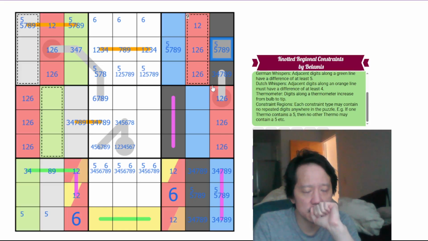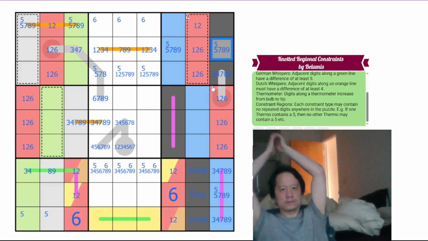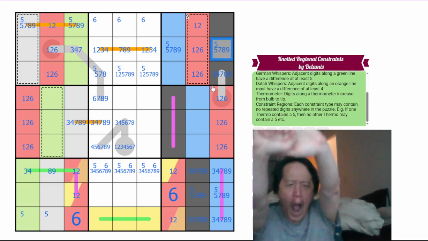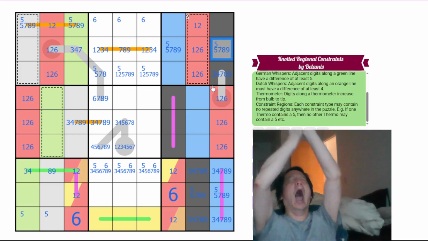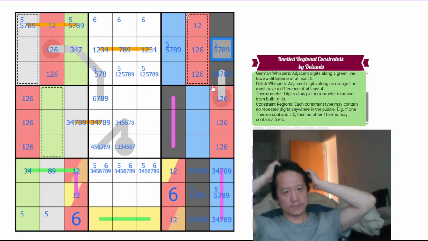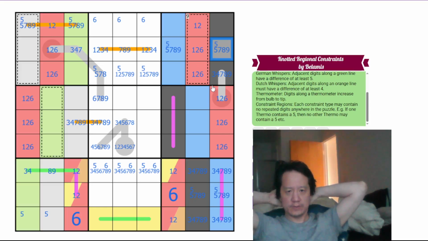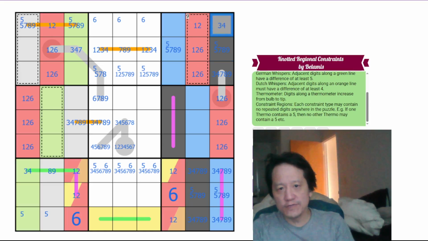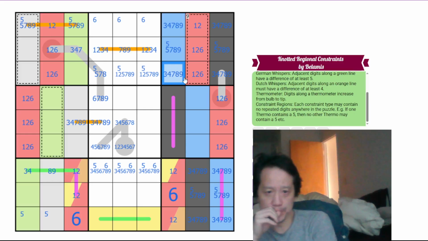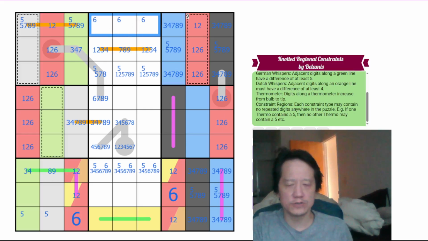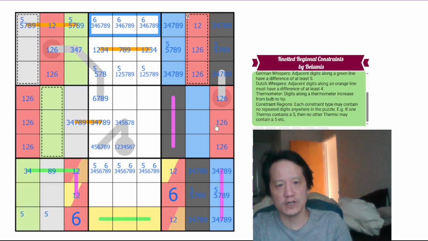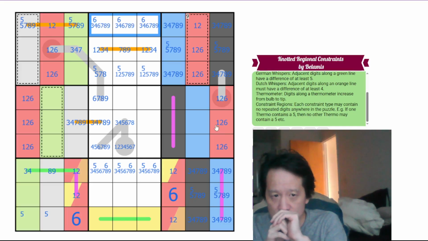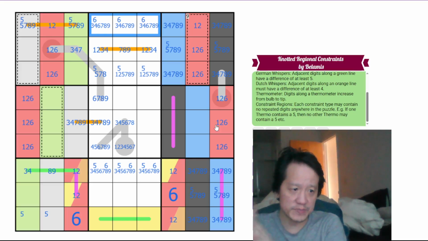Interesting. What does that mean? I'm not really sure. This is 3, 4, 7, 8, 9. This cannot contain a 1 or 2, so this is 3, 4, 6, 7, 8, 9. Yeah, I'm not sure what this tells.